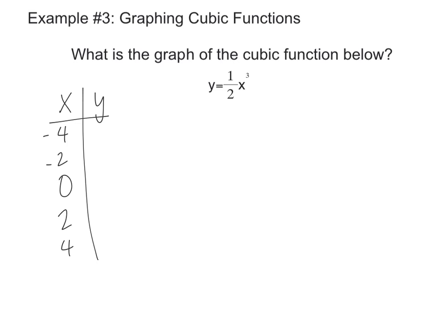So we know if we put in 0, 0 cubed is 0, and then times 1/2 is 0. But let's try 2. 2 cubed, which is 2 times 2 times 2, is 8. Then 8 divided by 2, or times 1/2, is 4. Next, if I type in 4, 4 cubed, or 4 times 4 times 4, well, 4 times 4 is 16, and 16 times 4 is, I believe, 64. And then if I divide that by 2, that's going to give me 32. So those are really huge numbers. I probably should have chosen something smaller, but that's okay.